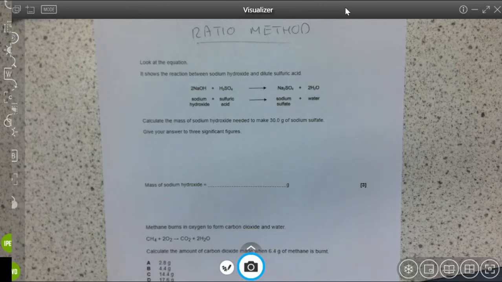So we're going to look at some exam questions here. Now there's two methods you can use. You can use the ratio method, which I think is the simplest method, or you can use the moles method. So we're going to do two questions both ways.